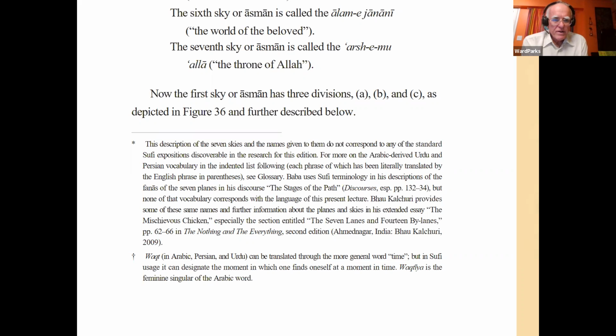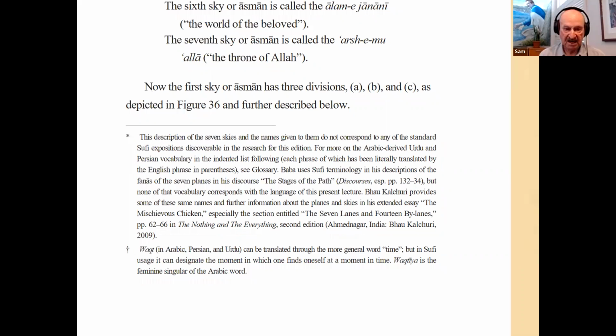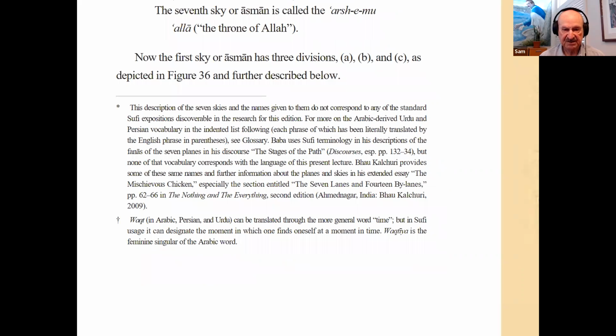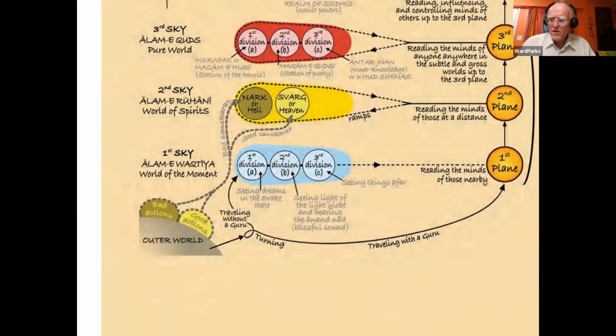Okay, we have a first reader. We start with this last paragraph. Now the first sky. Go ahead, Sam. Now the first sky, or Asman, has 3 divisions, A, B, and C, as depicted in figure 36 and further described below. So there you can see it in the figure, division A, B, and C.